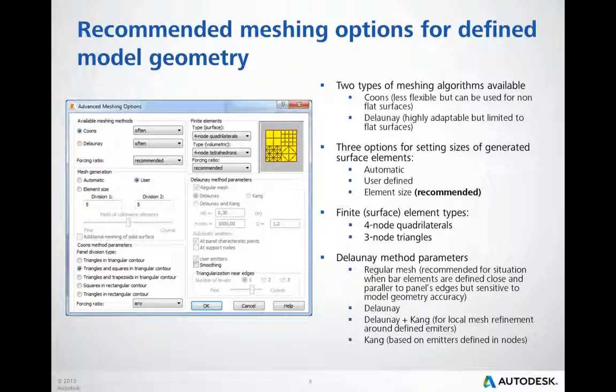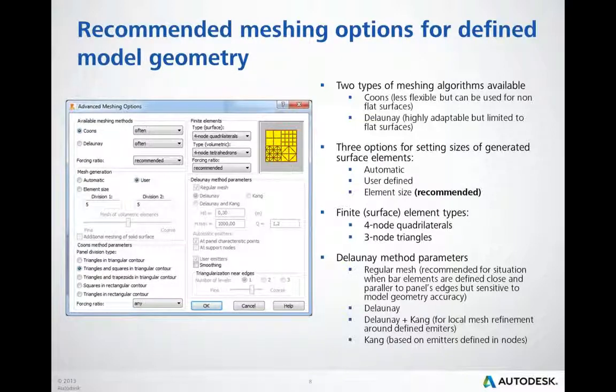But by default, we suggest using the Delaunay method, which, contrary to the regular mesh, is less sensitive to the accuracy of the model. So some mistakes are forgiven and the mesh is correctly generated, whereas for regular mesh you may run into issues when you have a slight inaccuracy in the definition of the model. Coons method is often used for slabs supported by columns, and I will show such an example in a moment.